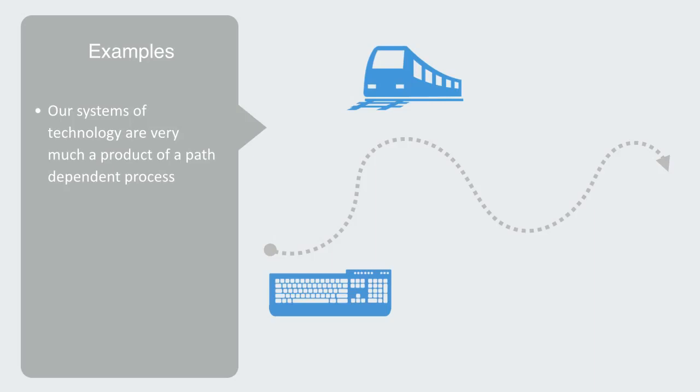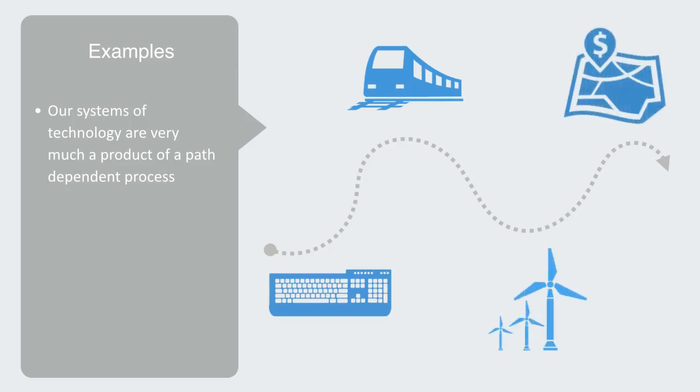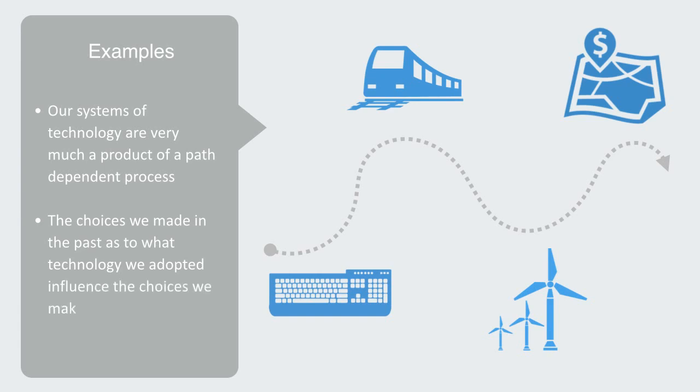Why is it so difficult for us to switch to renewable energy sources? Why do businesses all cluster in a particular area like Silicon Valley when there's nothing special about that particular location? All of these examples are because the choices we made in the past as to what technology we adopted influence the choices we make today.